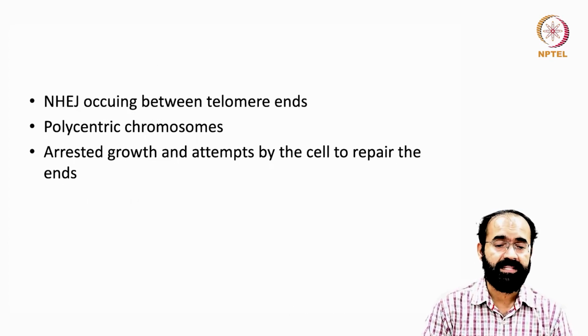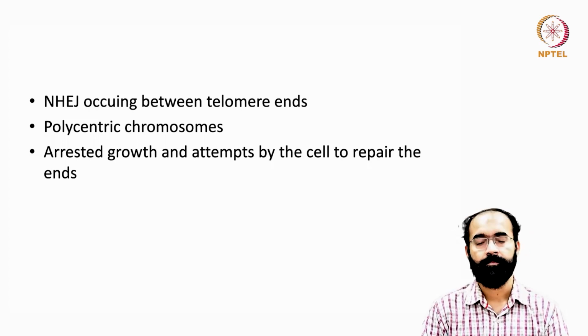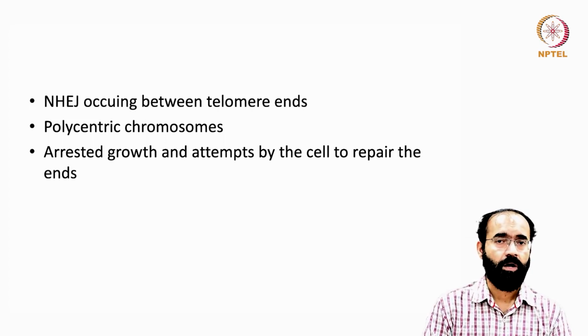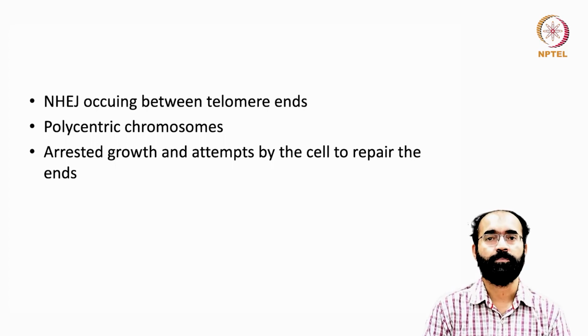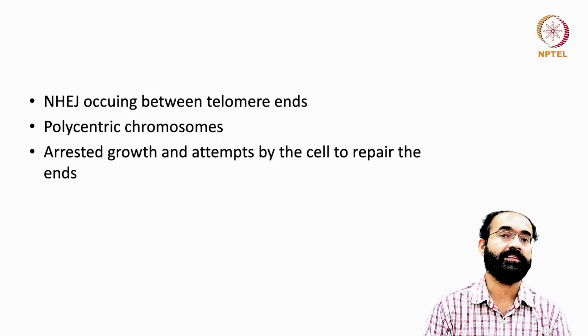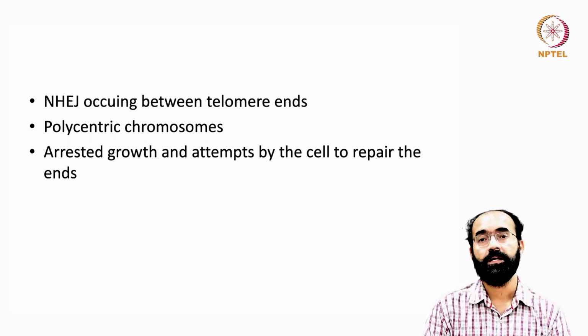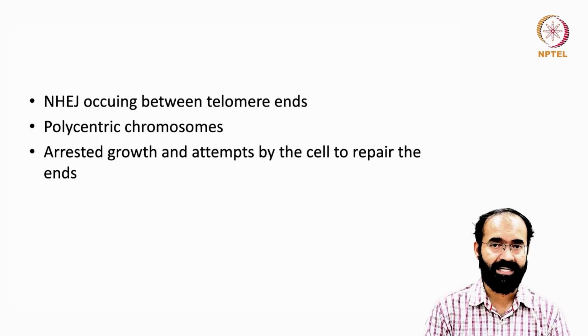So NHEJ, that means non-homologous end joining, occurring between telomeric ends. Non-homologous end joining, like if you have a stretch of DNA, if it has to recombine elsewhere, it should find some region that is similar. Or in other words, if one of the DNA strands is broken, it will make use of the other strand. DNA has two strands, no? So if one strand is broken, then it will look into the other strand and repair it. But if both strands are broken, now you have to fuse them back.